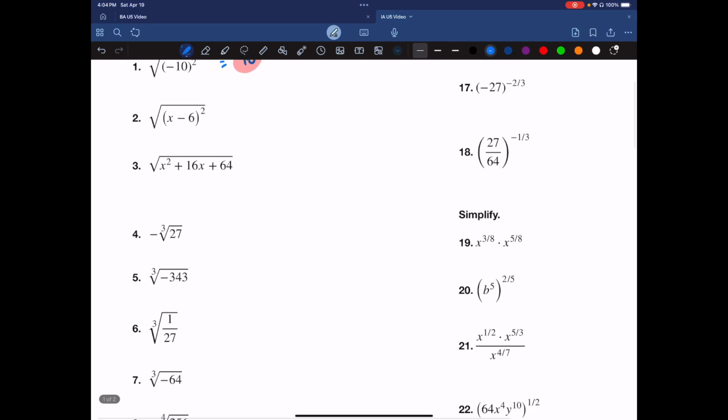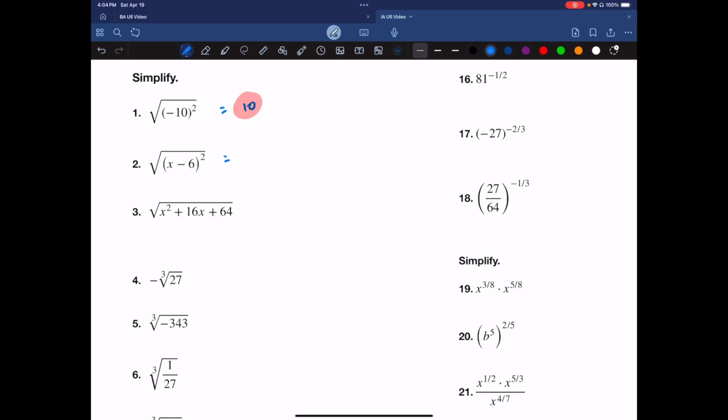Okay. On number 2, again, the square has an effect on the parentheses itself. In this case, it's going to result in a positive number regardless of what you plug in there. So you've got x minus 6. If I plugged in 0, that would be a negative 6 on the inside, but the square would take care of it. So the square root is going to take care of the square, but the square also has an effect by making everything positive on the inside.